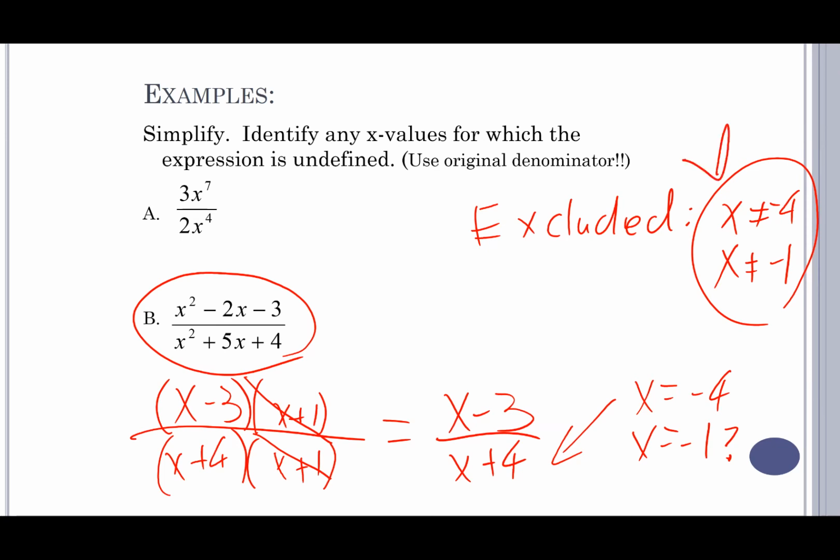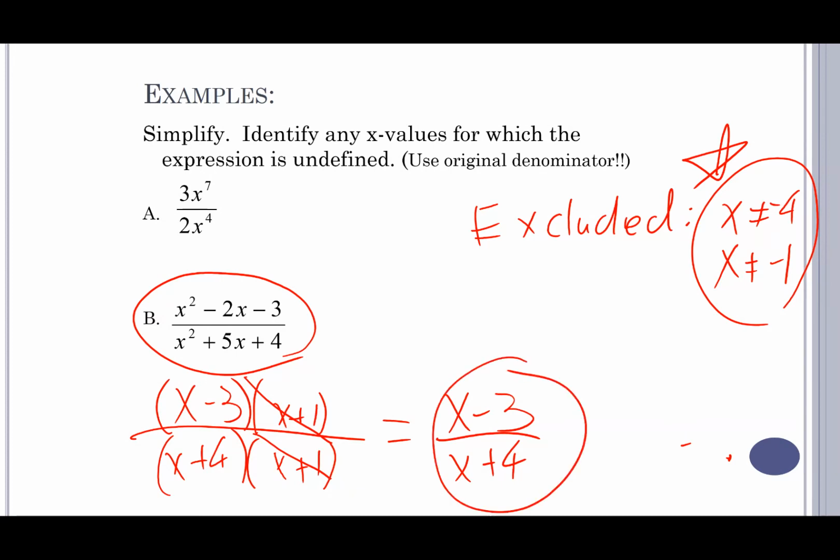So that's why we have to find the excluded values first, because once we cancel things out, at this point in time in my solution, I wouldn't know that -1 was an excluded value because I canceled it out. It disappeared. So it's one of those things. You make sure you do the excluded values before you cancel anything out, because everything down there was the original denominator. So that's the one that matters the most, is the original denominator.